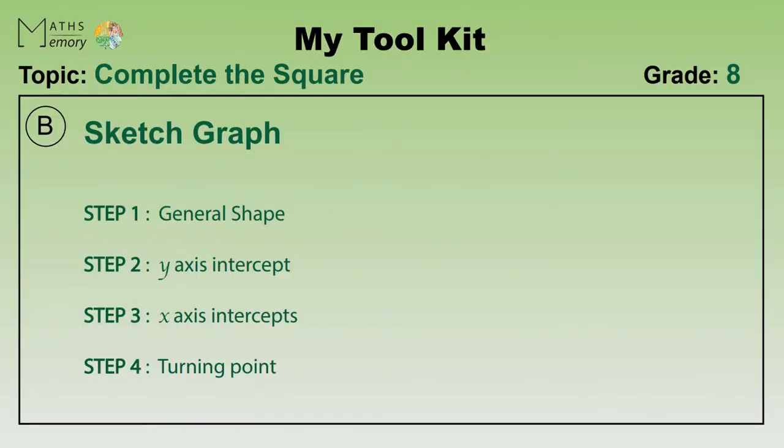On your toolkit, let's do section B, and we have shown you just how to sketch a graph. Sketching a graph in this way is used in any topic in maths basically, but this is just for complete the square. The 4-step guide: general shape, y-axis intercept, x-axis intercept, and then your turning point.